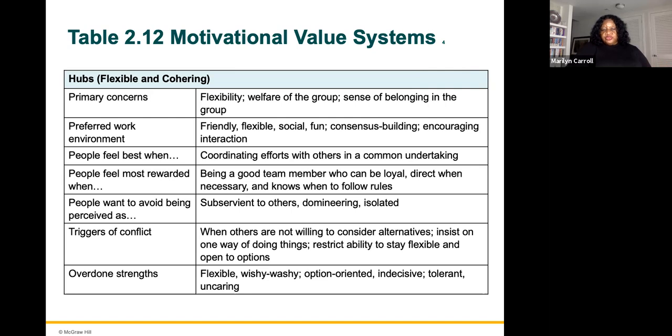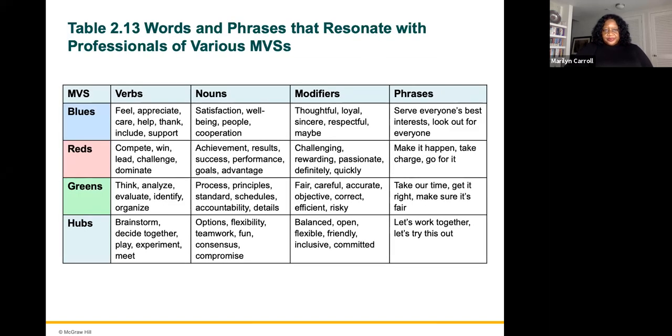Hubs' triggers of conflict include when others are not willing to consider alternatives, insist on one way of doing things, and restrict their ability to stay flexible and open to options. Overdone strengths for hubs are flexible, wishy-washy, option-oriented, indecisive, tolerant, and uncaring.